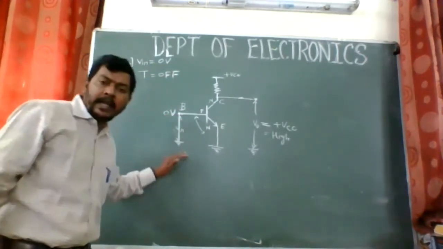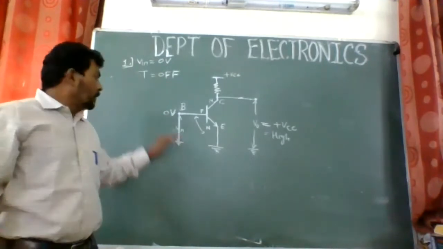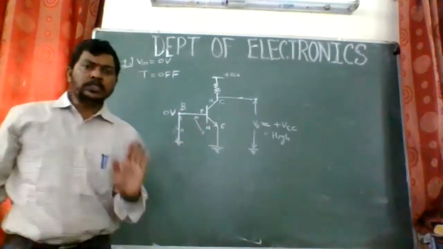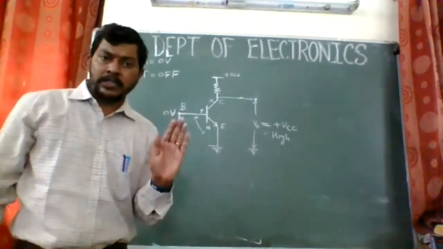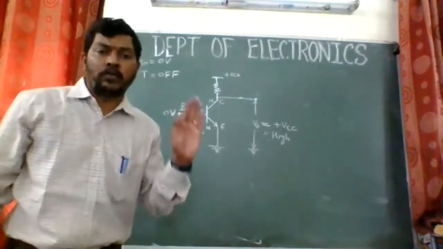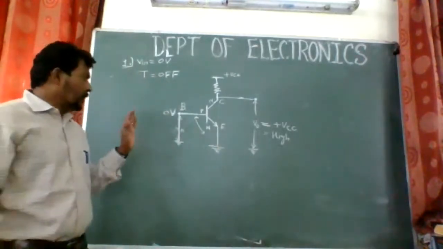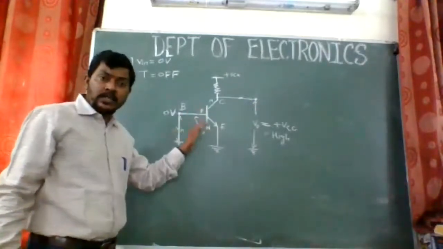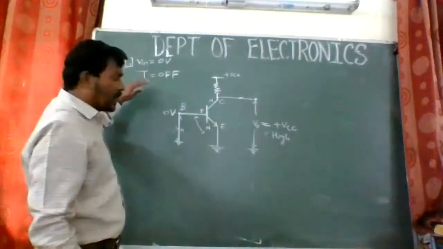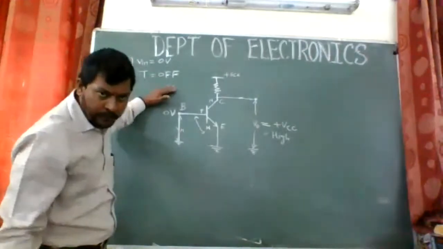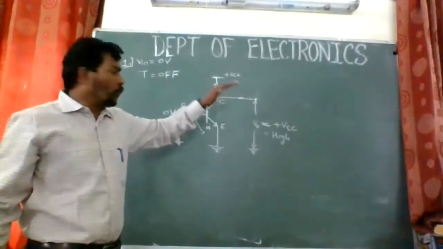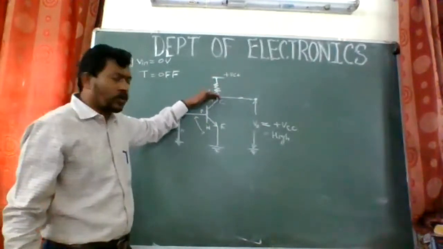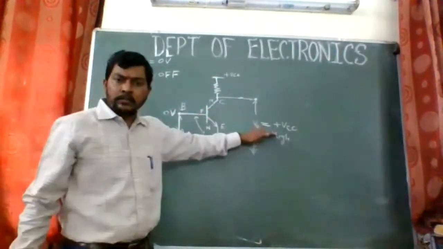It is connected directly to the ground, and due to that, this PN junction remains reverse biased, or I would like to say that it won't be forward biased. Since it is not forward biased, the transistor does not conduct, which implies that the transistor is off and the output voltage is high.